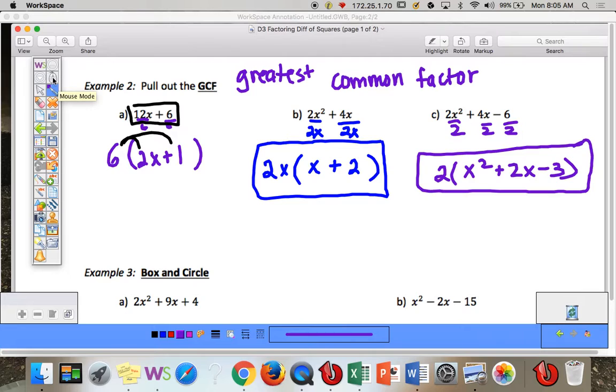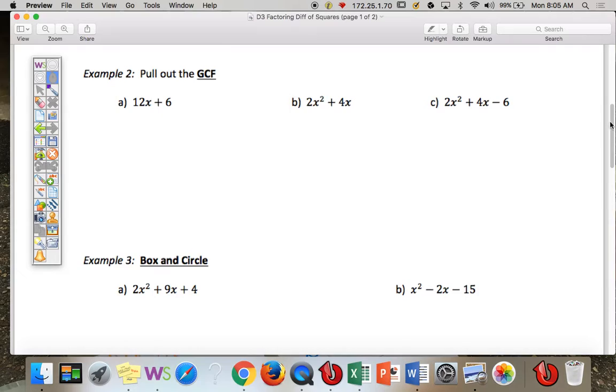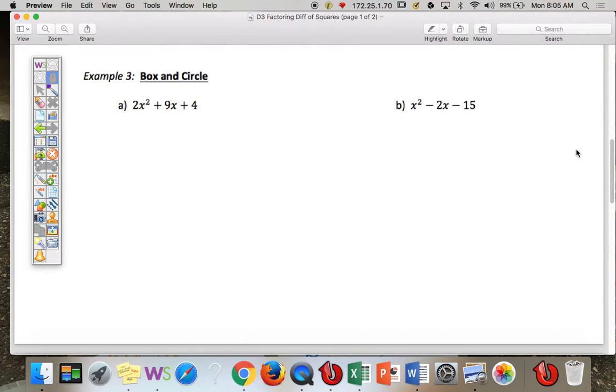Okay, so that's greatest common factor, and you'll want to check for that first. Is there anything you can divide out of each of the terms? The next example is box and circle, and you're going to want to use this if you can't pull out a greatest common factor, and there's 3 terms.